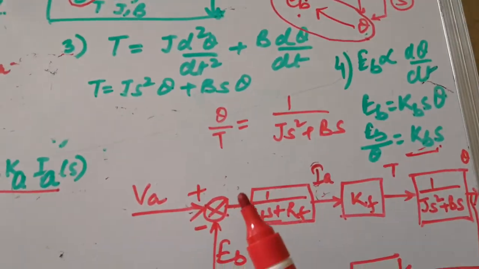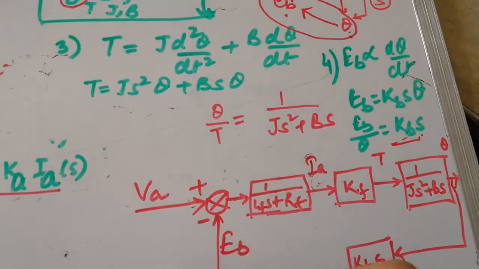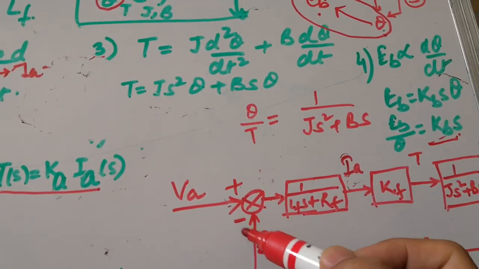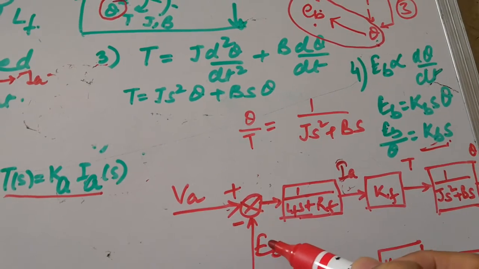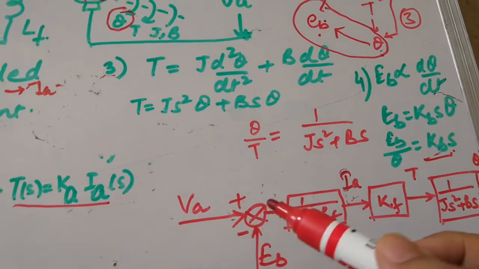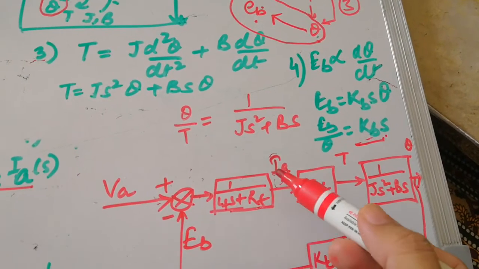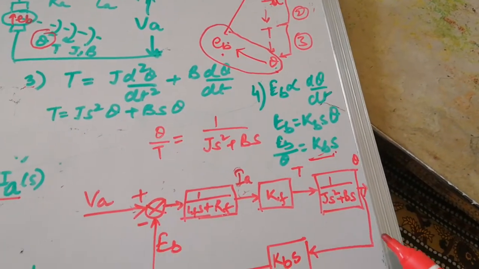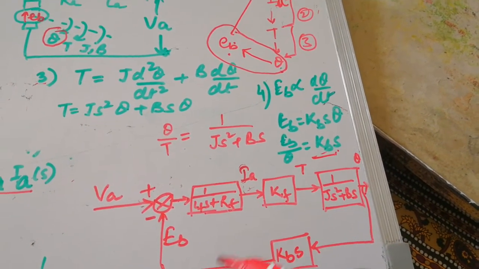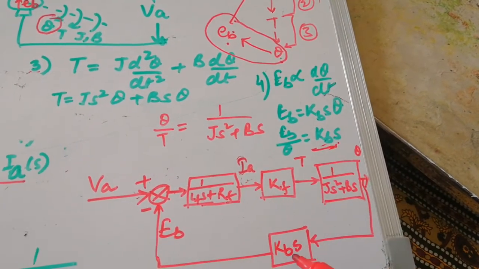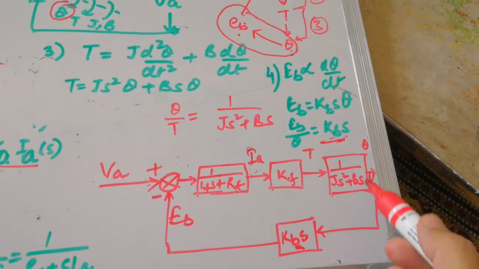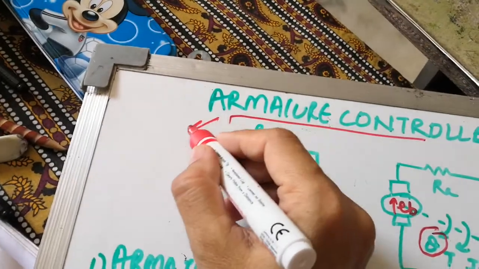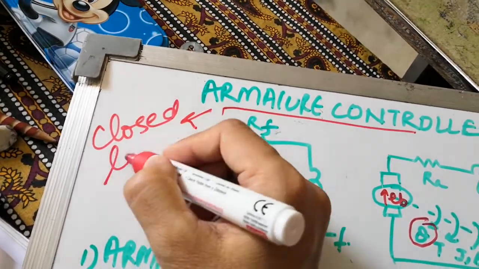So here is your VA minus EB. This is my summer along with the negative symbol, because EB is getting subtracted from VA. So VA minus EB gives me IA, then IA gives me torque, then torque gives me theta, and this theta acts as the input to give me the EB. Here I have got KBS, so this KBS is the transfer function here. This is our feedback in the armature controlled DC motor, and this is a very good example of a closed loop system.